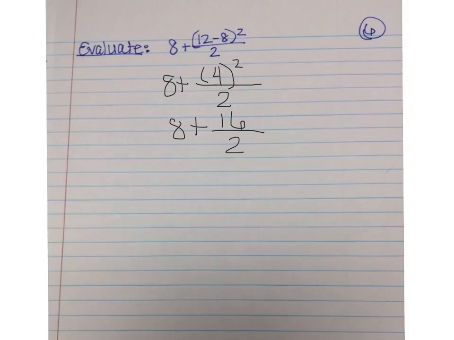So then I just solved the exponent. The next one I'm going to solve is division because that comes next in PEMDAS. So I have 8 plus, what's 16 divided by 2 is 8. And have one operation left, so I can solve the whole thing. 8 plus 8 is 16. And there's your answer.